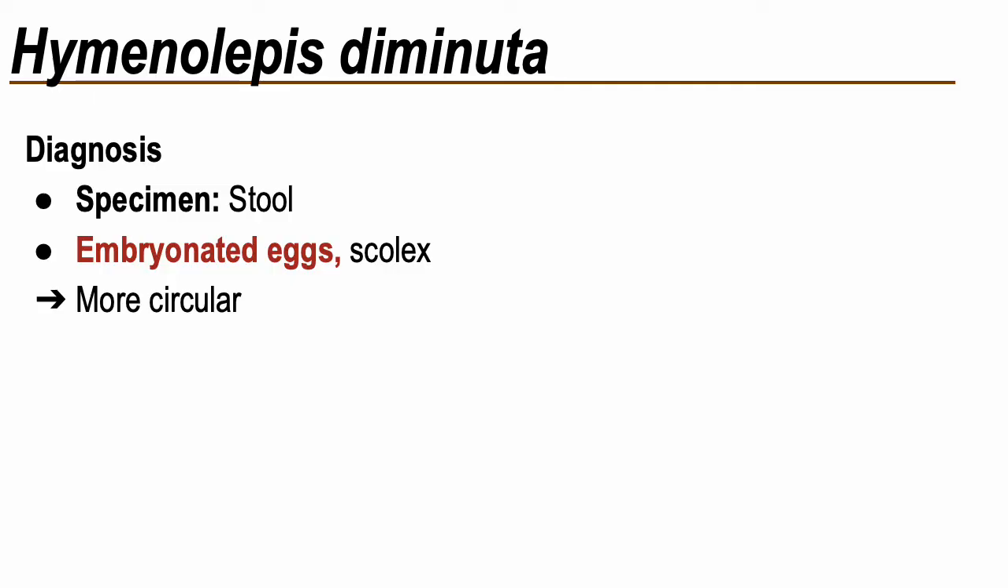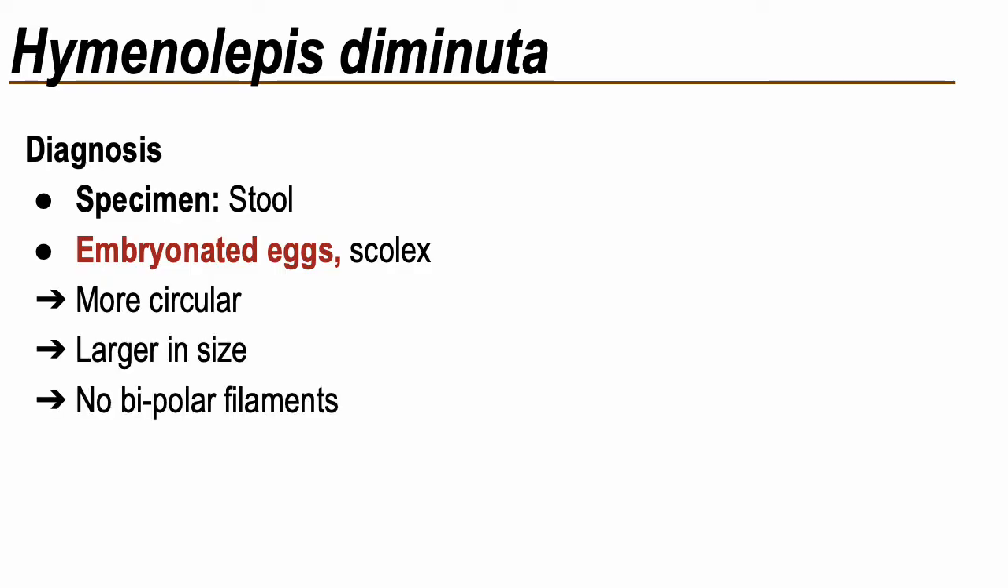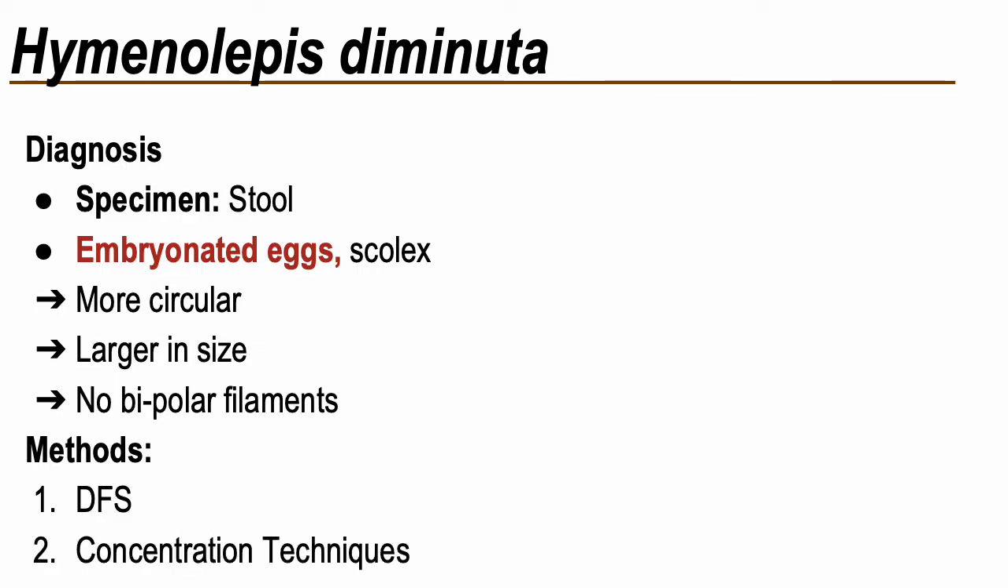In terms of the differentiation between H. diminuta and H. nana, H. diminuta ova are circular, larger in size, and have no bipolar filaments. The methods that we can use are direct fecal smear, or, in lighter infections, concentration techniques. The treatment is similar to other cestode infections, so praziquantel.